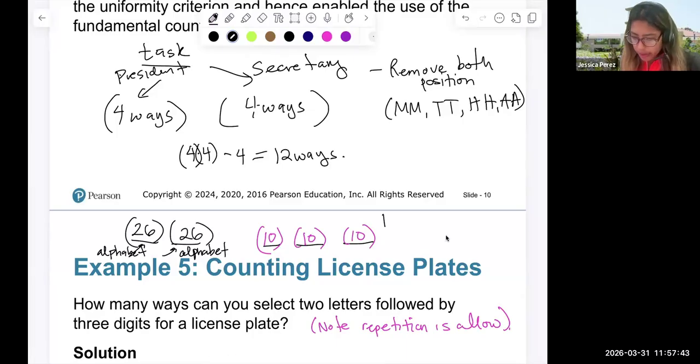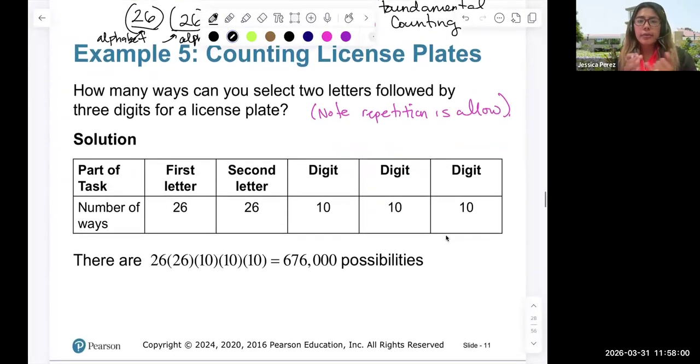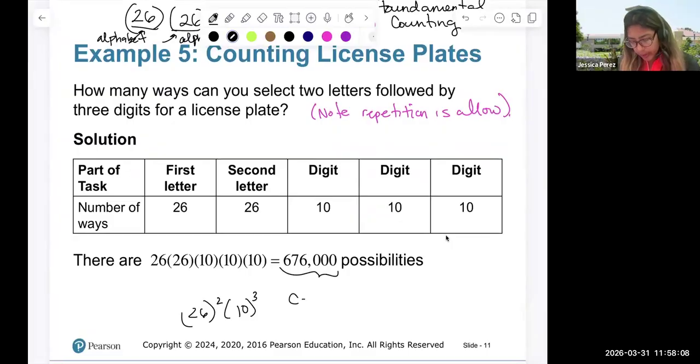So that means I'm going to use the fundamental counting principle. I have 26 options for the first task, 26 options for my second task, and then 10, 10, and 10. So I'm going to take the product of 26 and 26, or 26 squared, times 10 to the third power. And here is where I'm going to use my calculator.